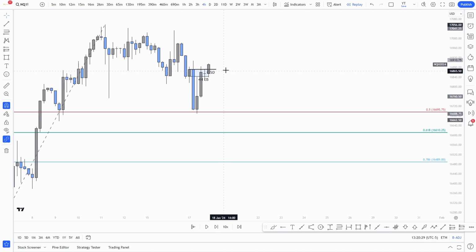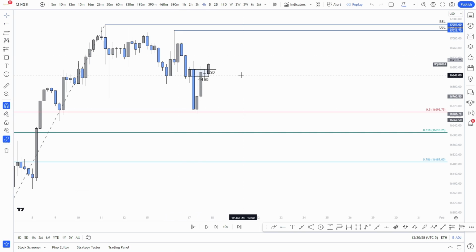Now at this given point in time, we got our body close above this range. So based on the 4-hour time frame, the market is now signaling we are going to take out at least 4-hour buy side liquidity. Now, where is 4-hour buy side liquidity? So we have buy side liquidity at 17,033 and buy side liquidity at 17,057.